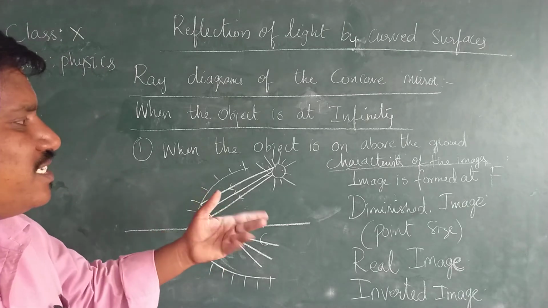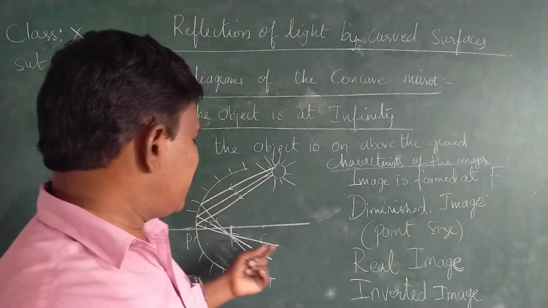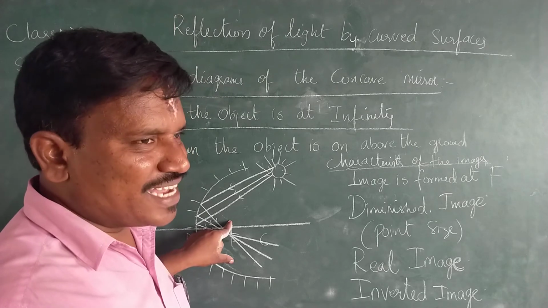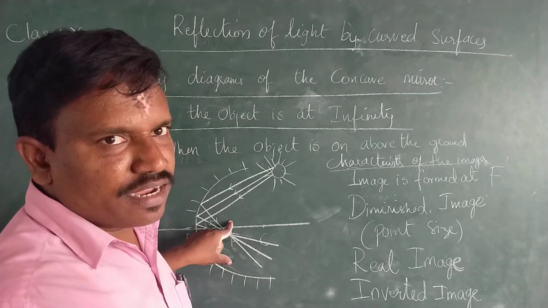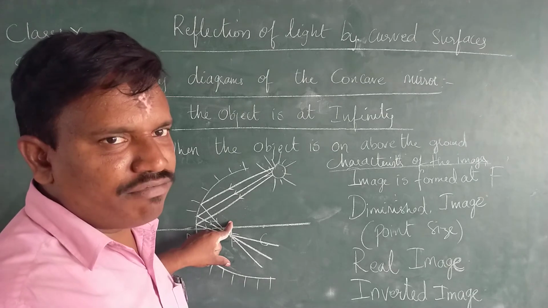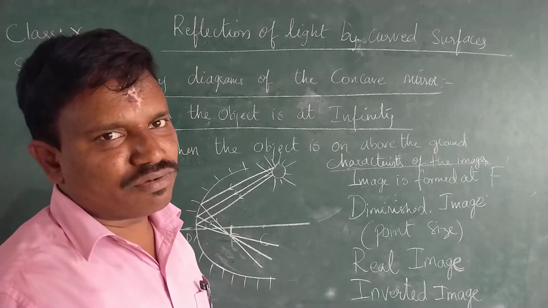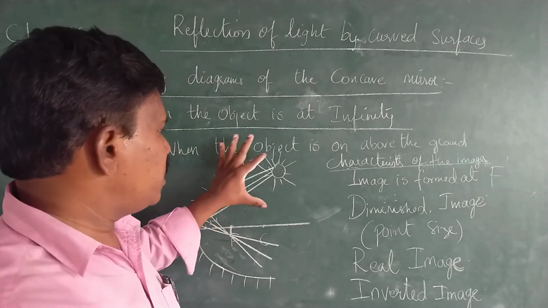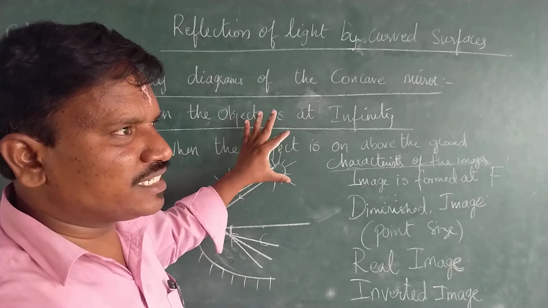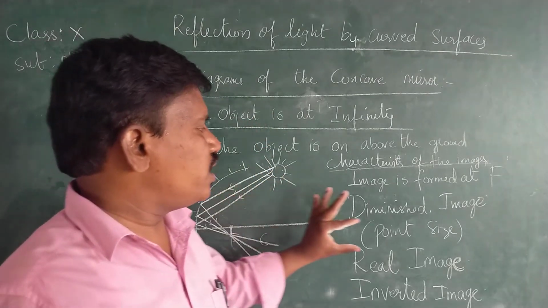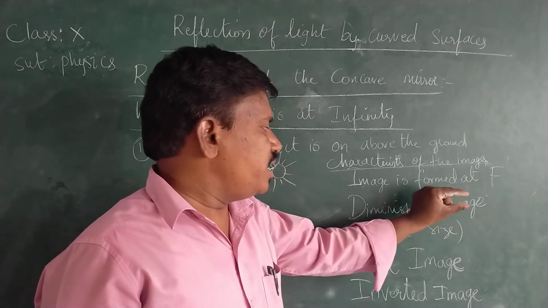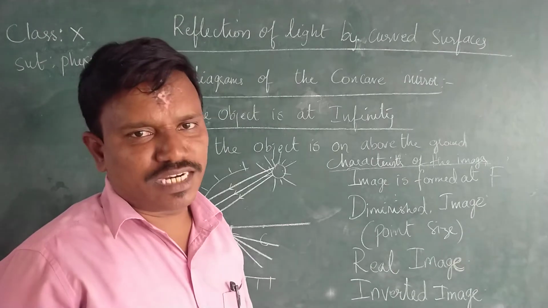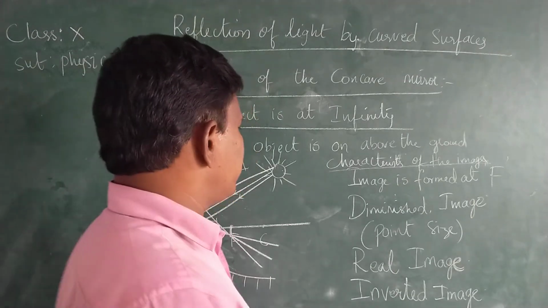That means what are the characteristics? Same characteristics. The image is formed at F. Even though it is not formed exactly on F, it is a point-size image forming at F. Therefore, the image is formed at F. It is a diminished image, a smaller image. The sun, which is very big, can be seen in a very small size. Therefore, it is a diminished image, and it is a real image. It can be caught on the screen. It is also an inverted image.